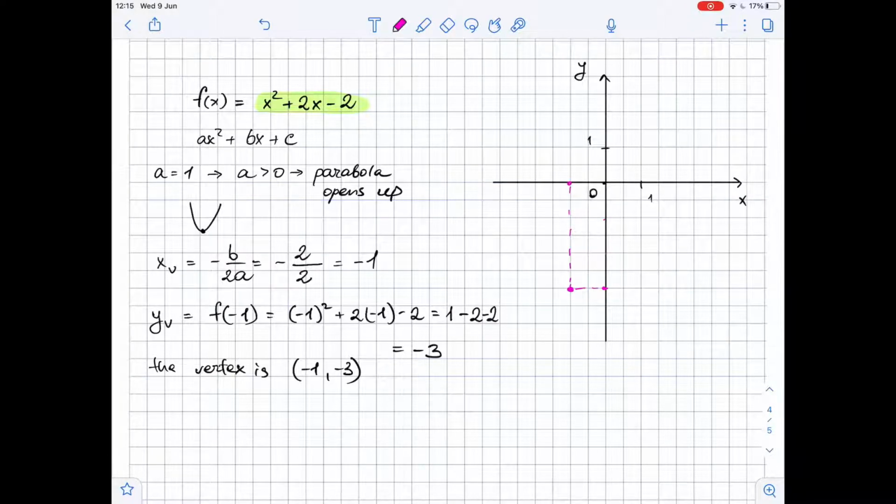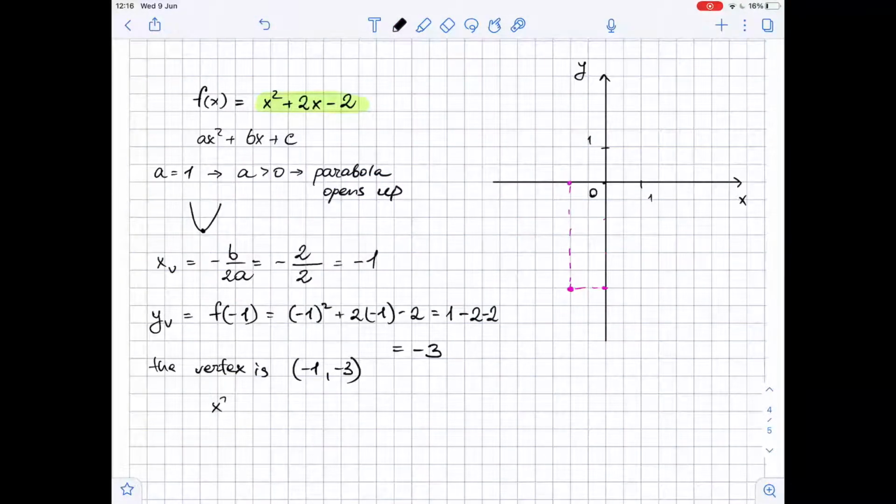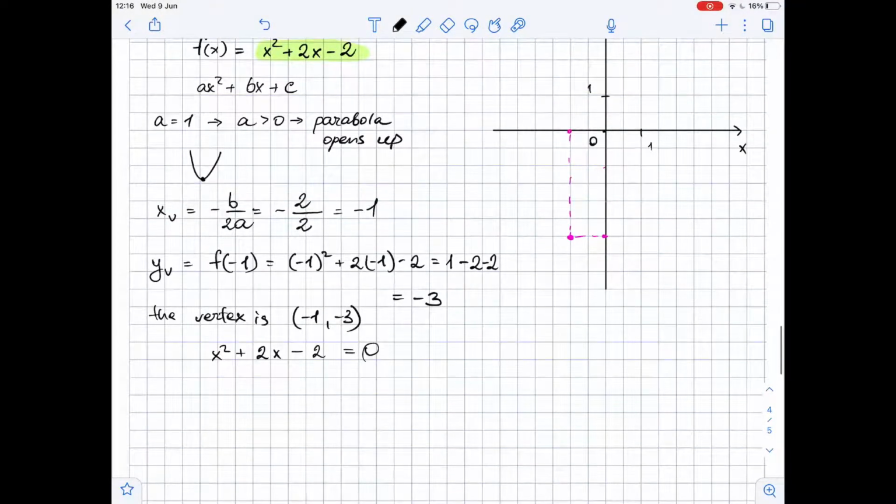To find those points, let's look at the x-intercepts. So to find x-intercepts, we need to let y be equal to 0. So we write down that our function x squared plus 2x minus 2 is equal to 0. Then the discriminant is equal to b squared, which is 2 squared, minus 4 times a times c. This is equal to 4 plus 8, which is equal to 12.